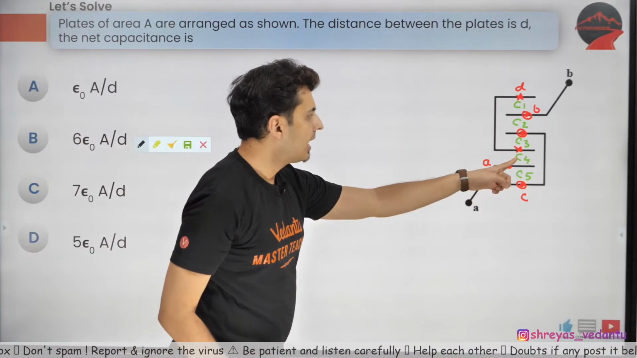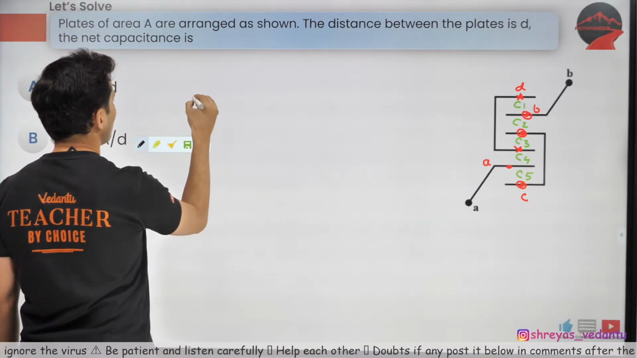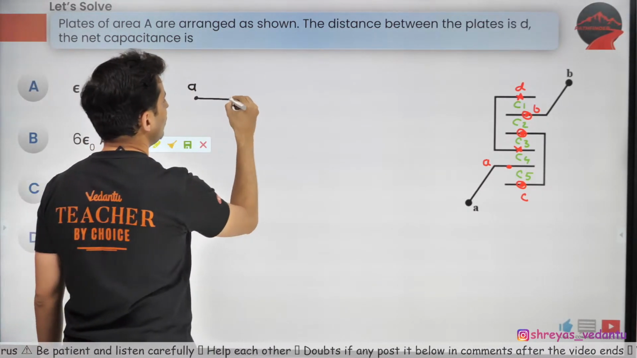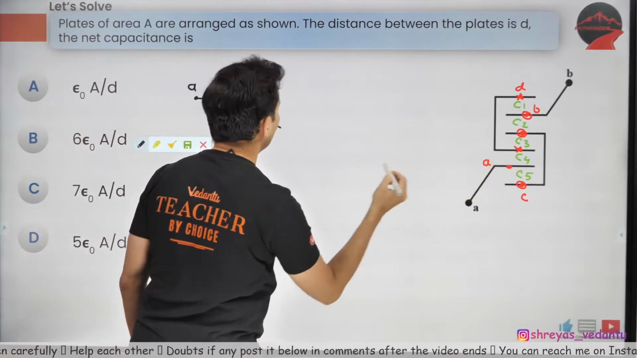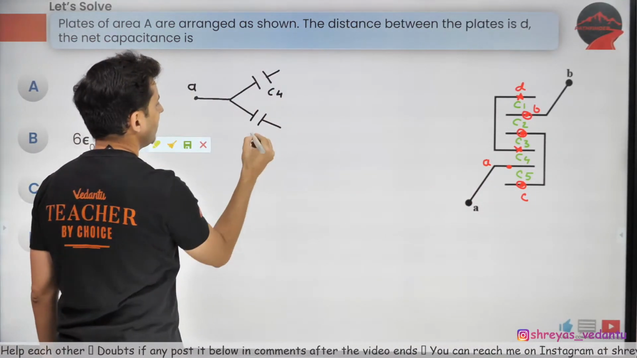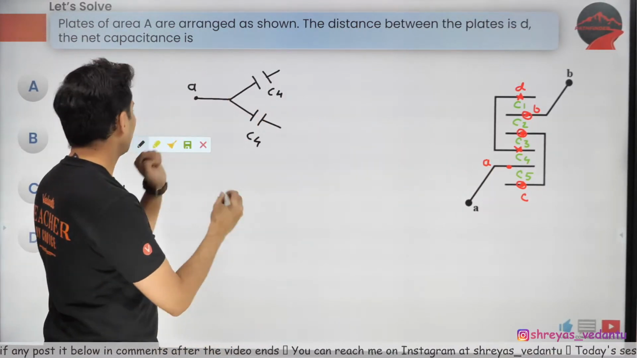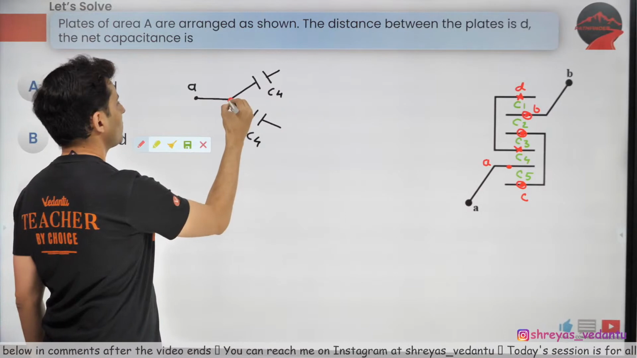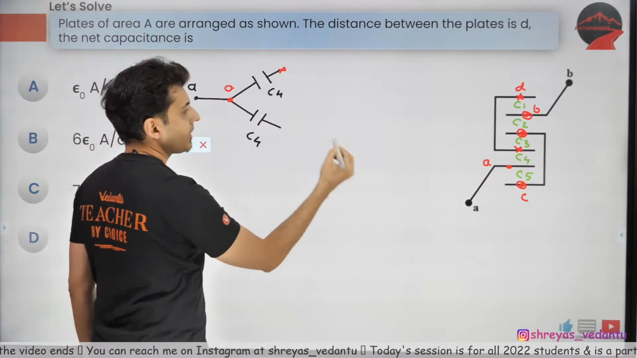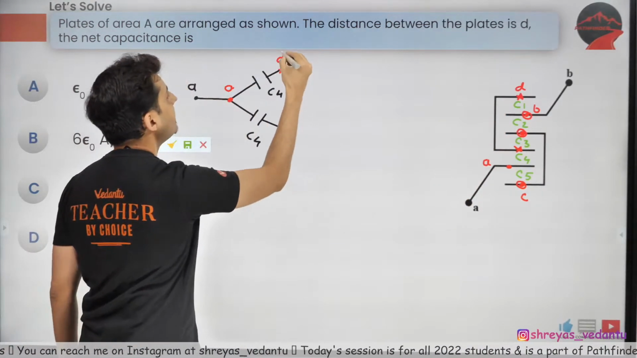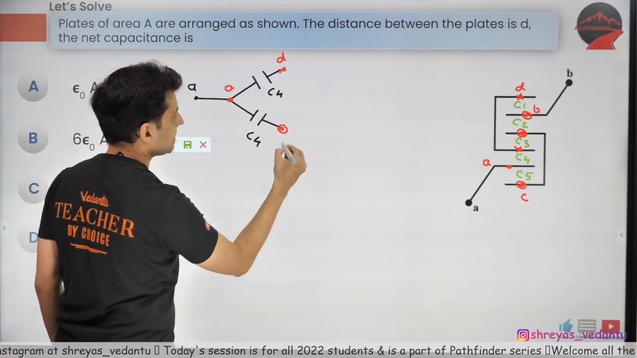From A, I have 2 capacitors, C4 and C5, like this. So this is C4 and this is C5. One of the potentials is A, you can see that. C4 is connected to that cross, which is basically D, and C5 is connected to that dot with the circle, which is C.